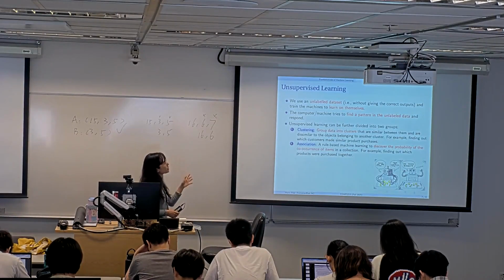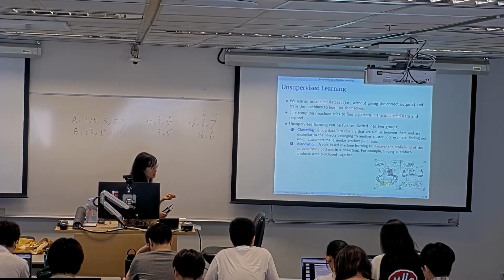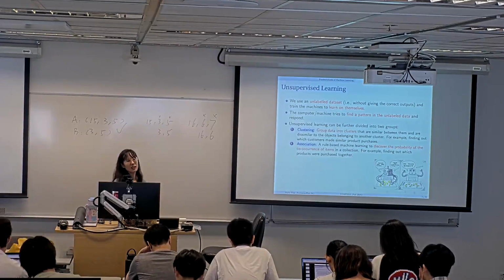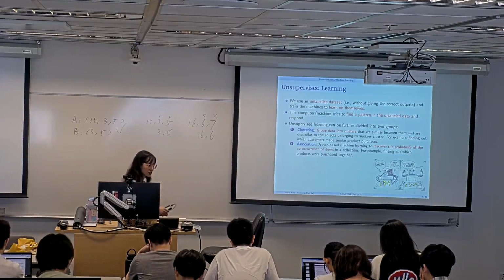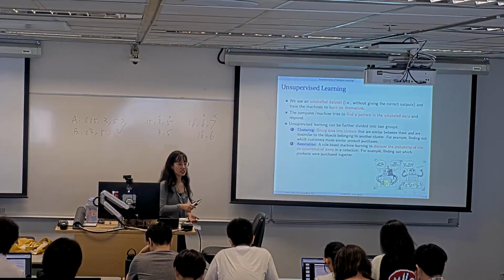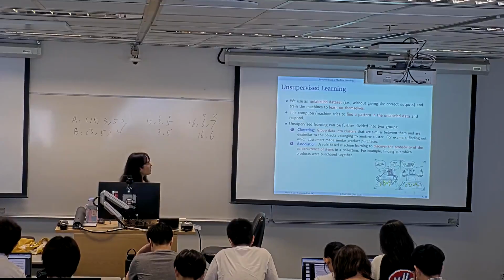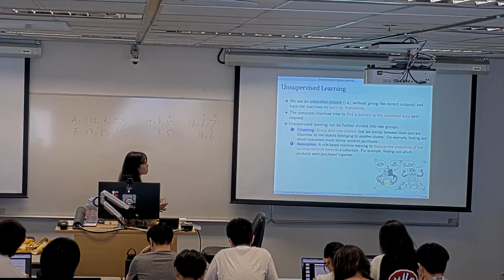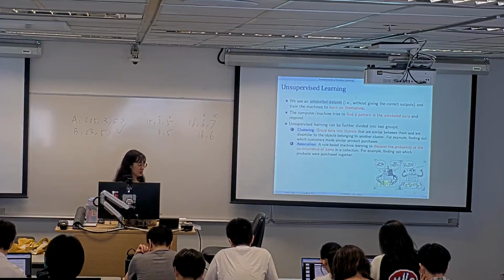Here we use an unlabeled data set. Note that for unsupervised learning, you still need to give the training data. If you want to train a machine learning model, you always need to pass some training data. But now, the training data is an unlabeled data set, that is, without giving the correct outputs. You simply train the machine to learn on its own. You never tell the machine what is the correct answer.